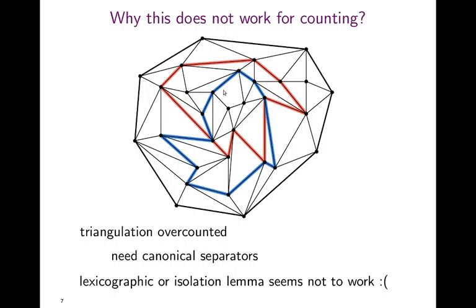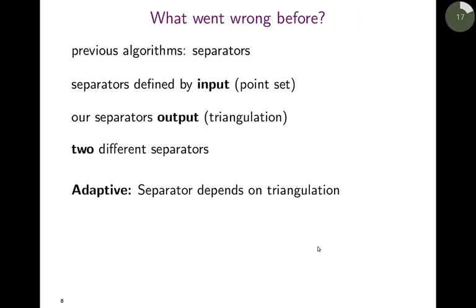But it's very difficult because maybe the blue one would be lexicographically first separator for a different triangulation, so we also have to guess it, but then we have to infer that this triangulation there will not be counted, and we don't really know how to do that. It seems very unclear to us how to do this. Also the same with the isolation lemma, which would be a different approach. We have no idea how it could work. Okay, so what shall we do?